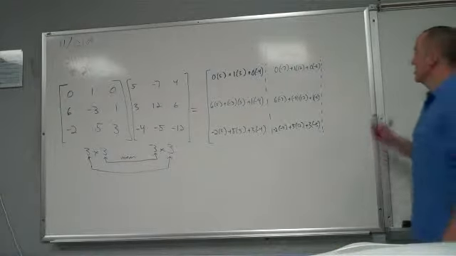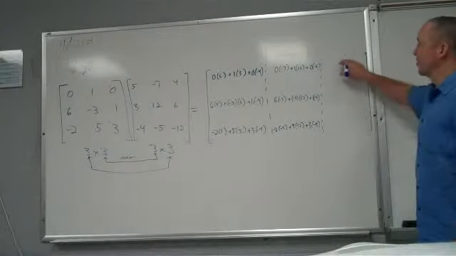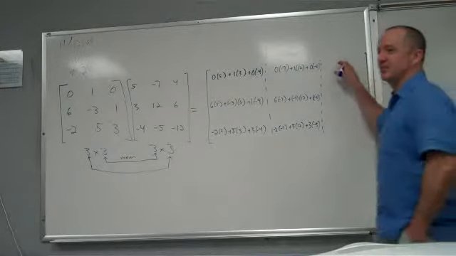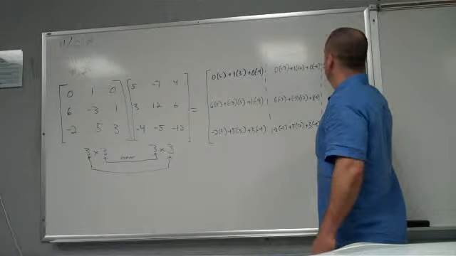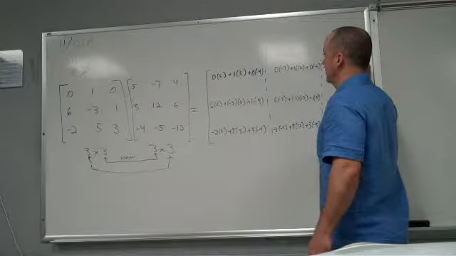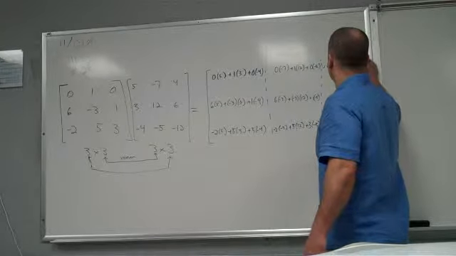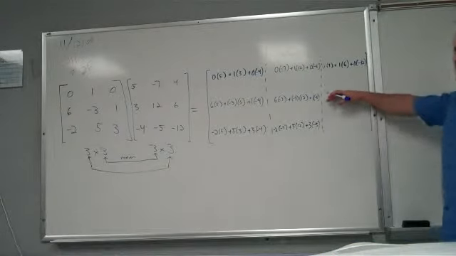Okay, good. Eliza, you were speaking with confidence a moment ago. How do I get the row 1, column 3 single number? You're going to write 0 times 4, plus 1 times 6, plus 0 times negative 5. Excellent.